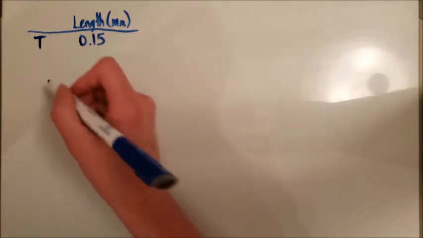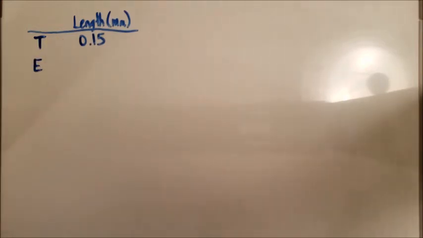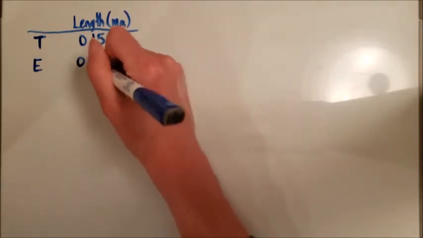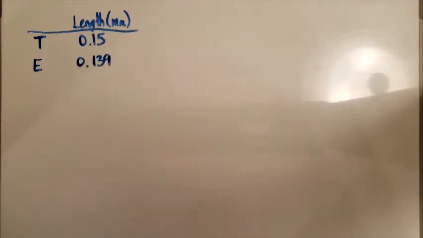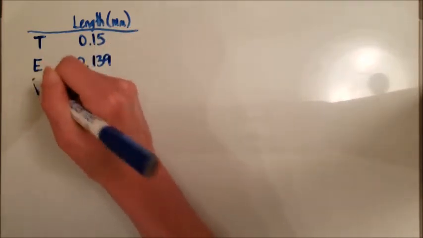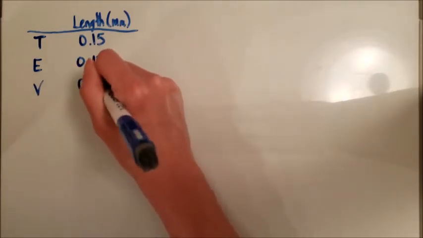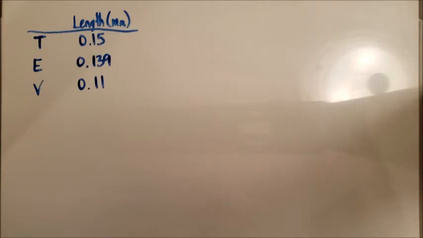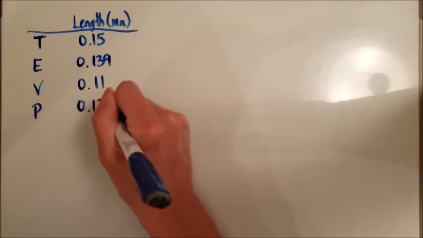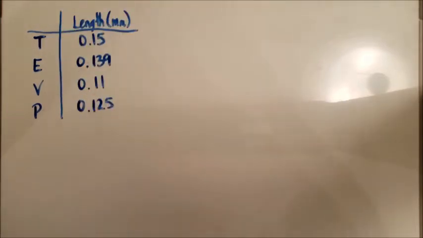The next one that we have is a euglena, and its measurement is 0.139 millimeters. Then we have a vorticella, and it is 0.11 millimeters. And then we have a paramecium, which is 0.125 millimeters. So we have some very, very small things. Typically we would look at these under a microscope if we wanted to see what these microorganisms looked like.